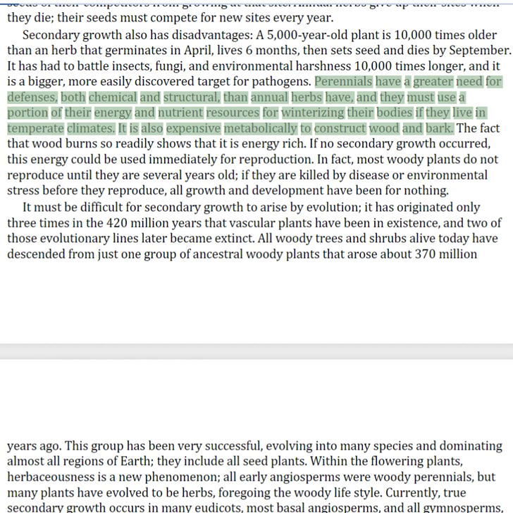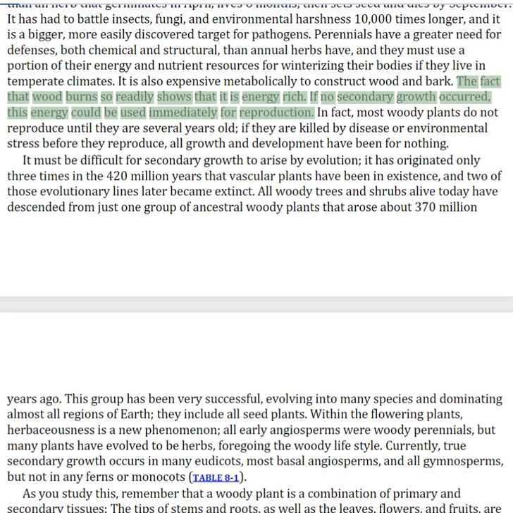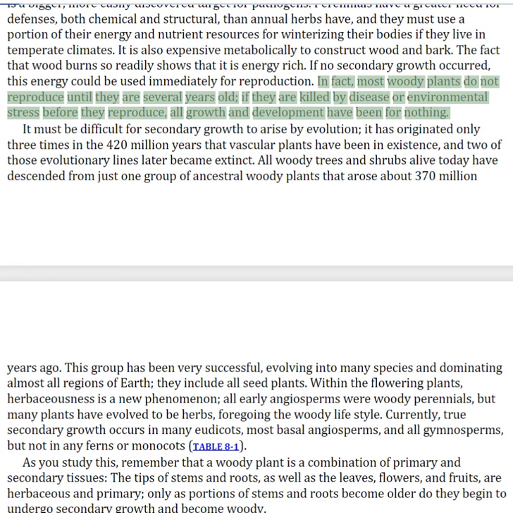It is also expensive metabolically to construct wood and bark. The fact that wood burns so readily shows that it is energy-rich. If no secondary growth occurred, this energy could be used immediately for reproduction. In fact, most woody plants do not reproduce until they are several years old. If they are killed by disease or environmental stress before they reproduce, all growth and development have been for nothing.